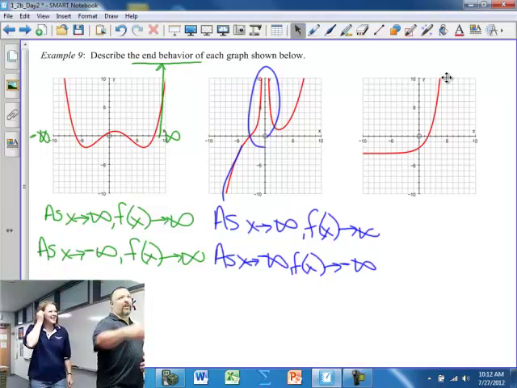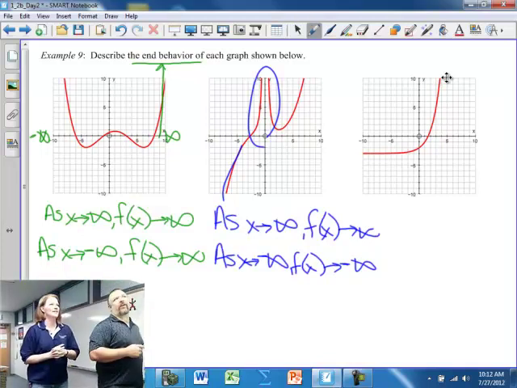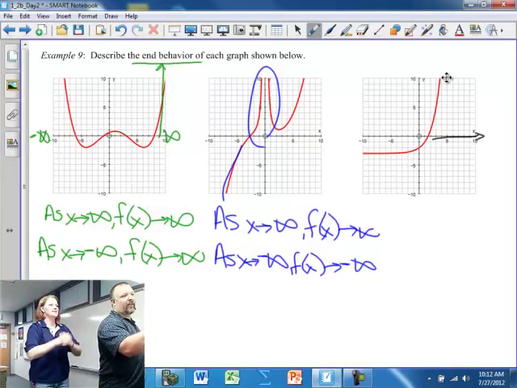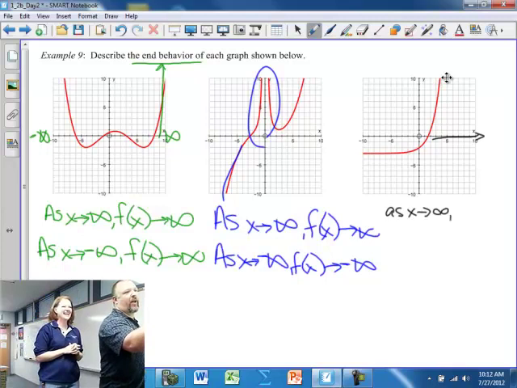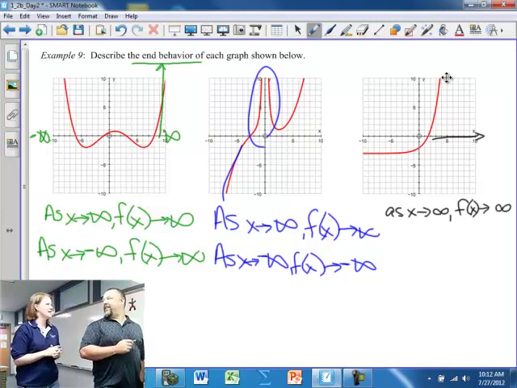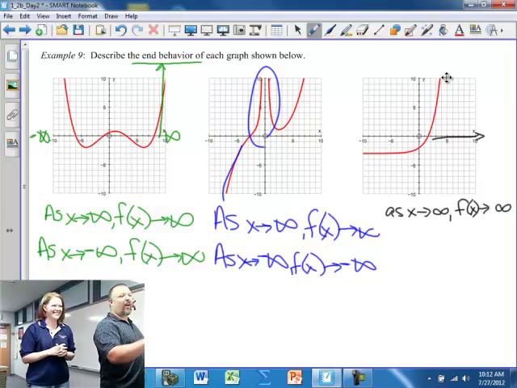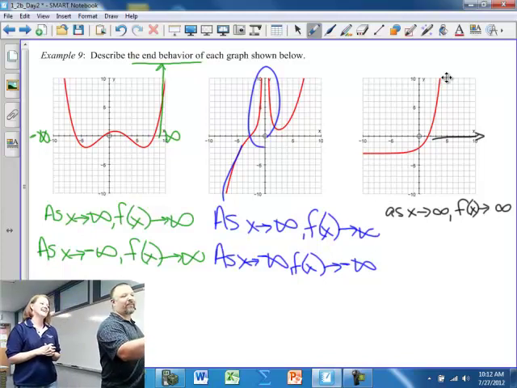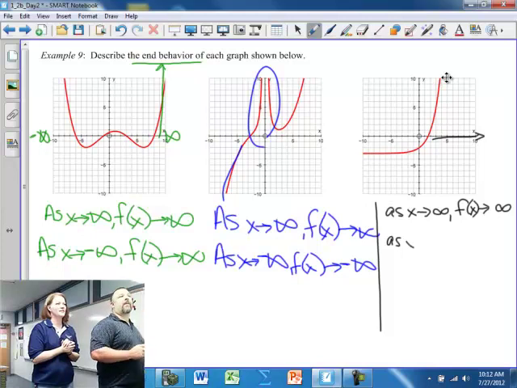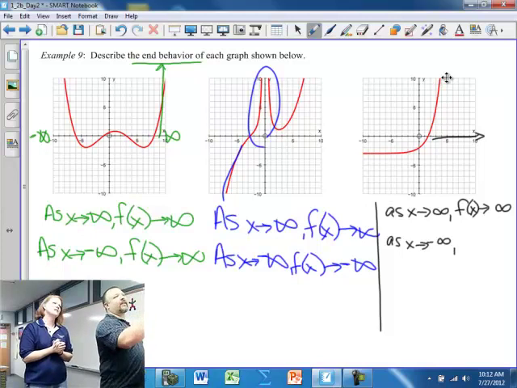Okay, I'm going to make you do the last one because I can't write that small. We're going to go to the right again on the x-axis. Where's our f of x going? Up. So as x goes to infinity, f of x is going way up, infinity. Did you say negative? I did. Don't do that. How about as x goes to the left, to negative infinity?